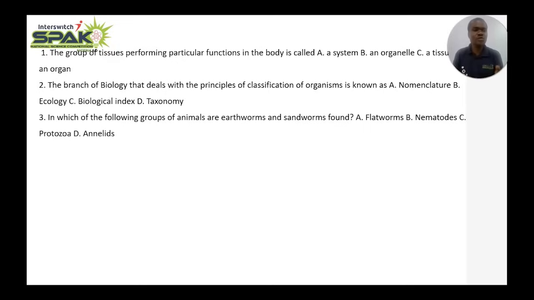Next question says, in which of the following groups of animals are earthworms and sandworms found? Is it flatworms, nematode, protozoa, or annelid? Earthworms and sandworms are found among the class Annelida. Okay, they are annelids.